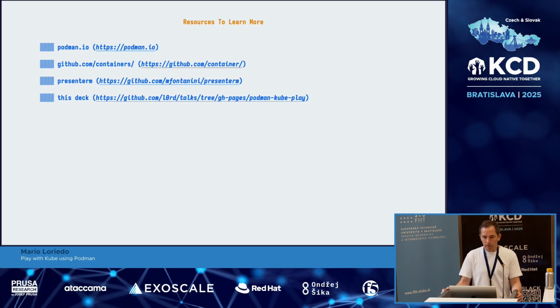Here are some links. The main webpage for Podman is podman.io. We are, of course, on GitHub under the containers organization. There are like 100 repositories, and one of them is Podman, but there are also others. Podman uses dependencies, like the container storage repository or the image repository. So there are a lot of repositories under the containers organization that are used by Podman.